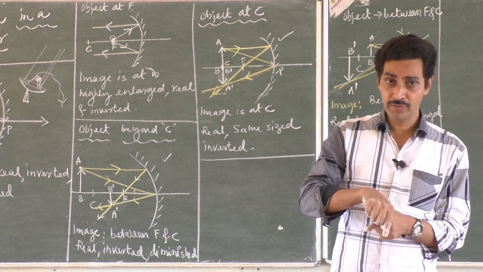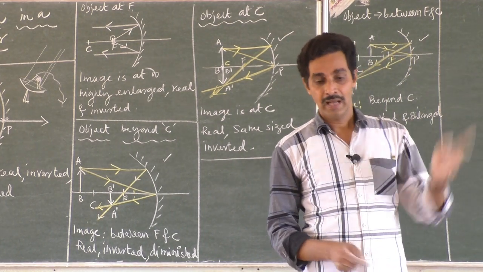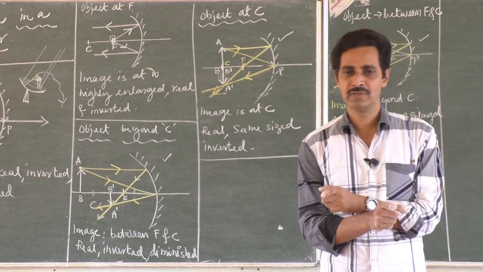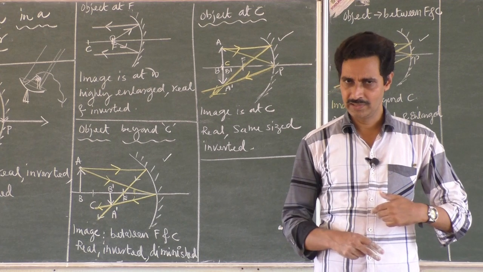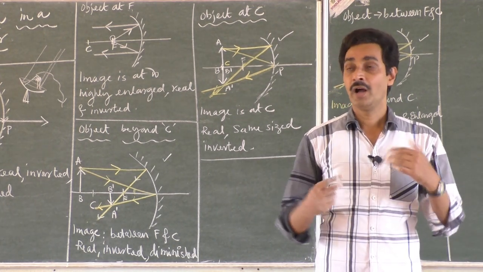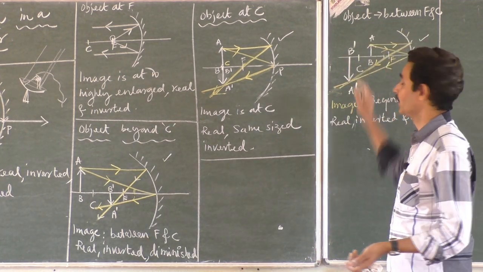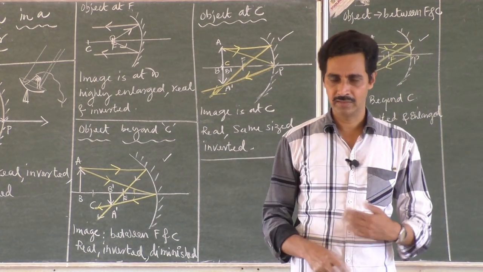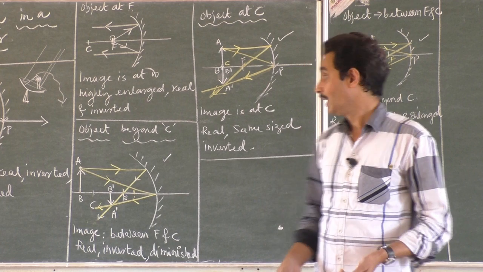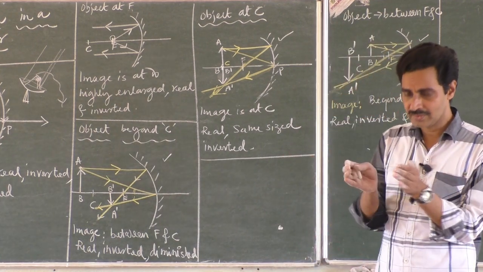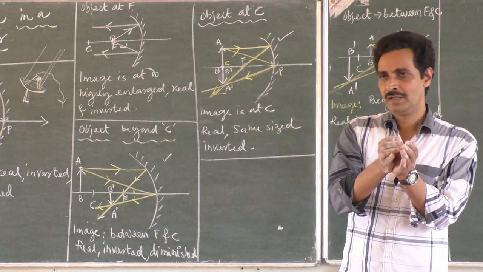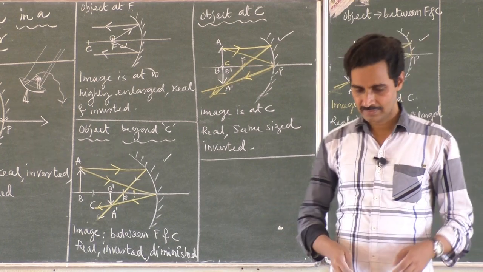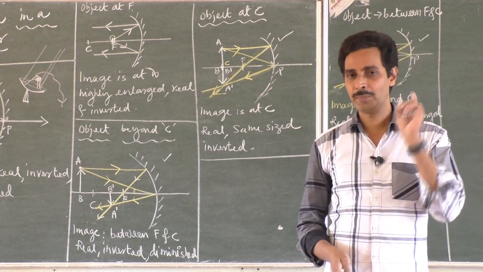Okay, object at focus, image at infinity. Object beyond C, image between F and C. And all are inverted, real images. Object between F and C, image is beyond C. Beyond C larger, between F and C smaller, whatever it is, object or image. So the whole table gets squeezed, and all possible cases are covered. Now there is a peculiar case.